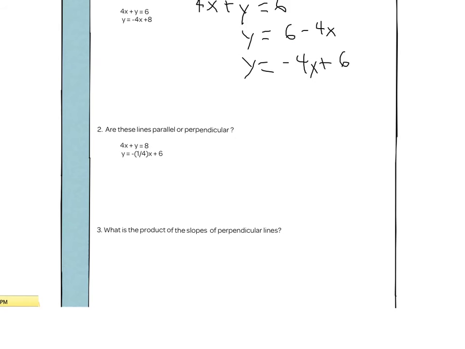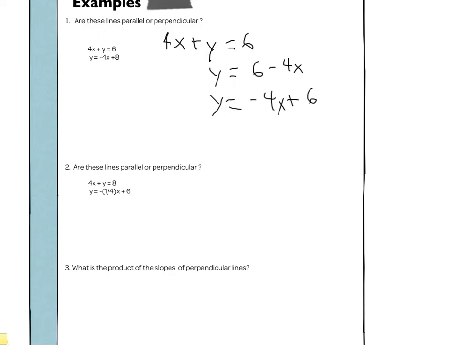So we know that -4x is the same slope as the other one, which is also -4. So we have -4 and -4. Those two are actually parallel.